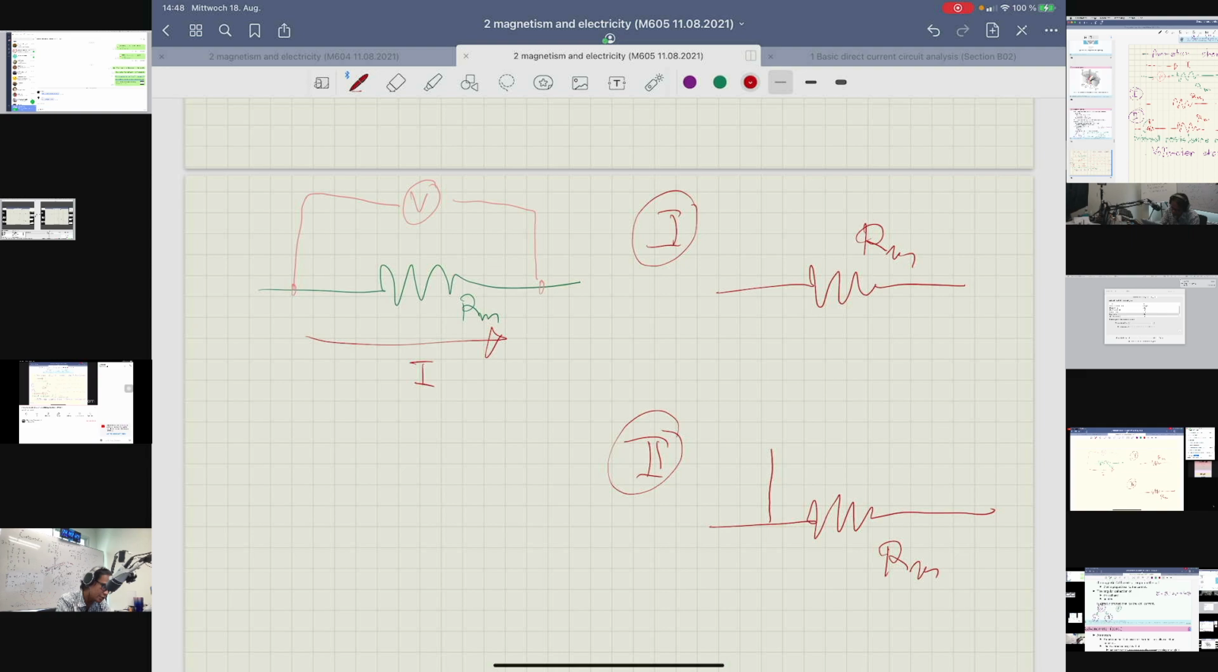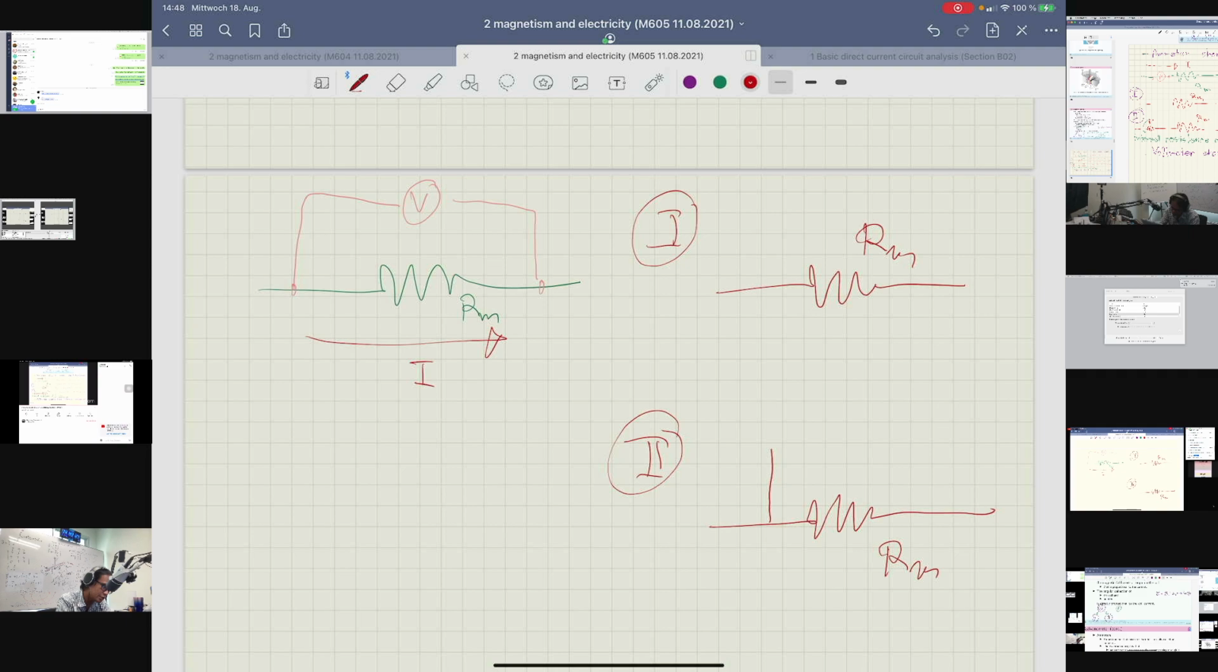And if you want to find the voltage across this branch, of course there would be current. Let's say it's I, and this one is also I, right? And the voltage across this one should follow Ohm's law, right? V equals I times Rm. Rm is the resistor of something that we would like to measure.